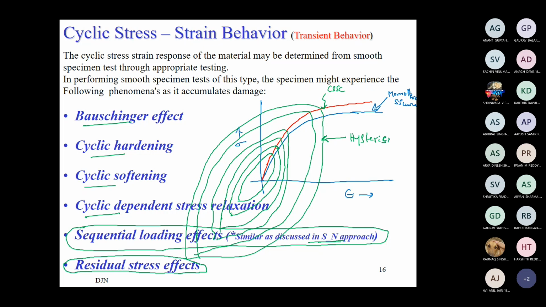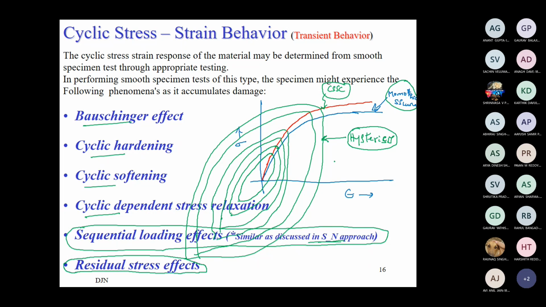One is the monotonic stress strain curve. The other one is the cyclic stress strain curve, and the nature of that curve is the hysteresis diagram. These three curves we have to be aware of when we go into the strain life approach.